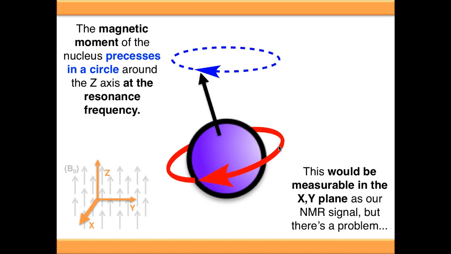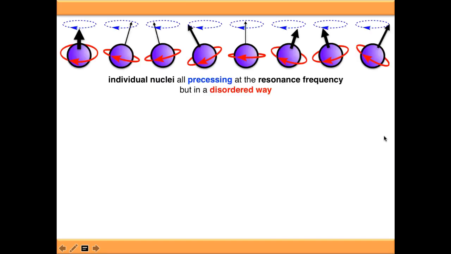So we could measure this in our xy plane. We've said that the magnetic moment is spinning around the z-axis. This is causing a signal positive y, negative y, positive y, negative y, and so on, and the same in the x-axis. We could measure this as our NMR signal, but we have a problem with that.